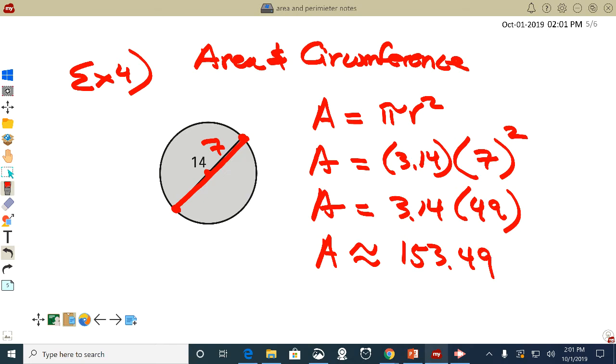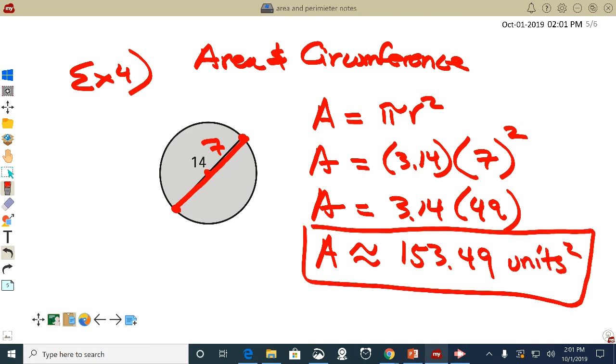Notice now, square units. Square units, that's what area is. It's how many squares fit inside the circle.